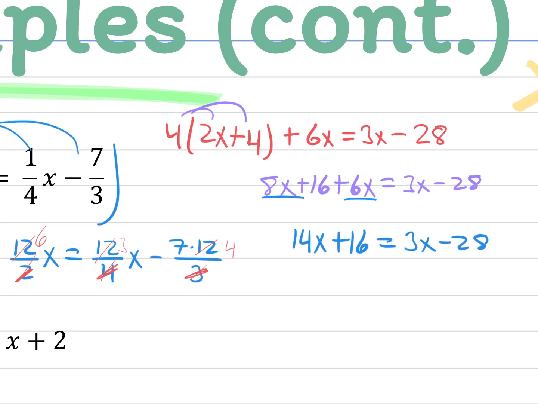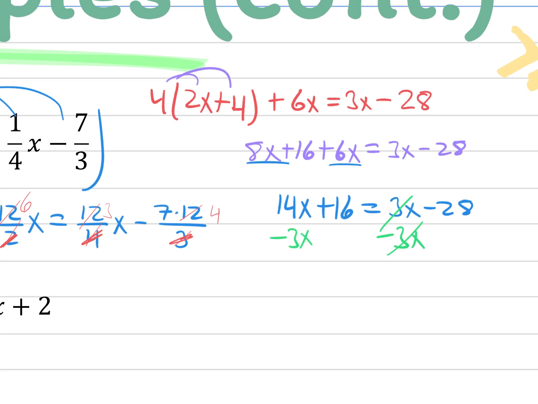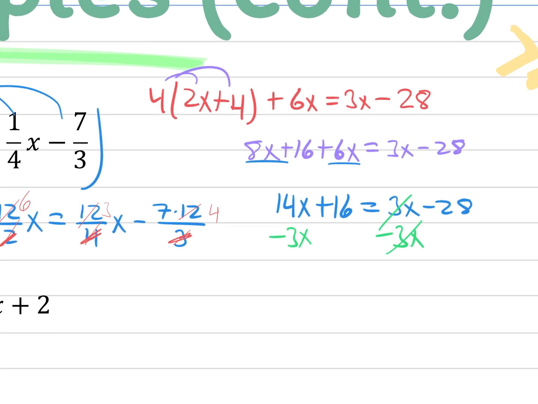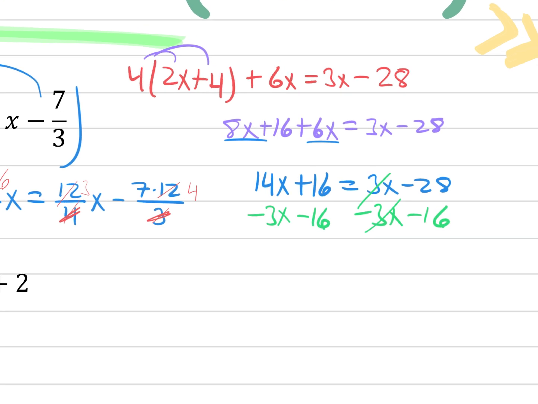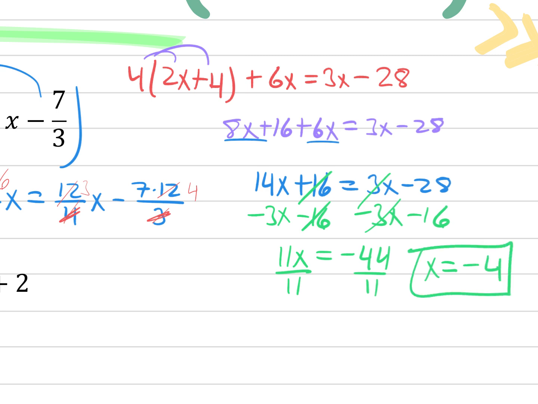Then just move all the x's to one side, so move the 3x over, and the constants to the other, so minus 16 on both sides. We should get 14x minus 3x is 11x equals negative 28 minus 16, which is negative 44. Now all we have to do is divide both sides by 11, and negative 44 divided by 11 is negative 4.